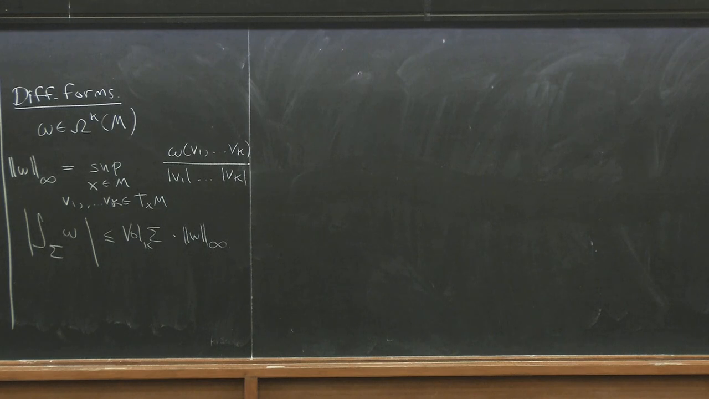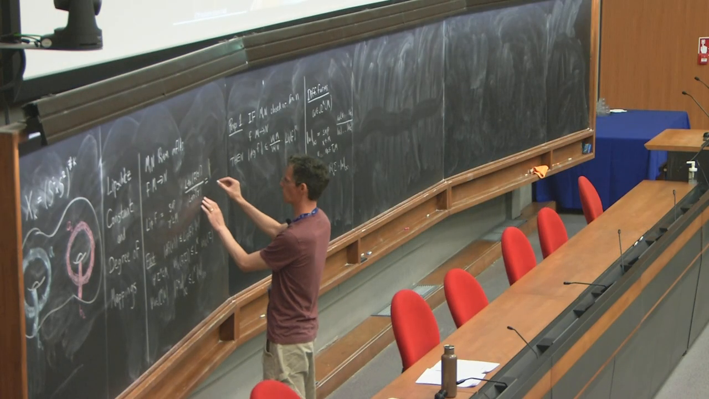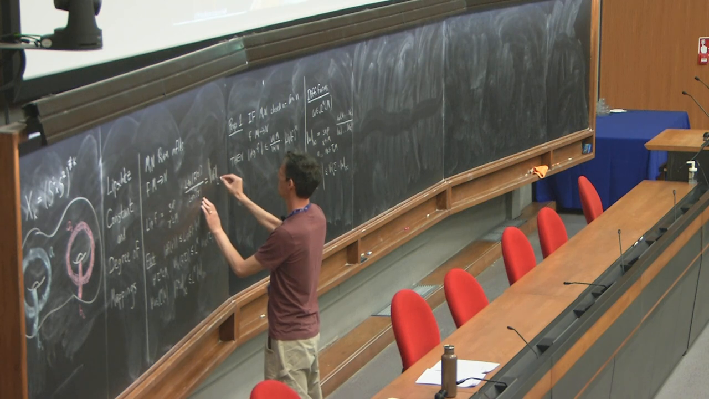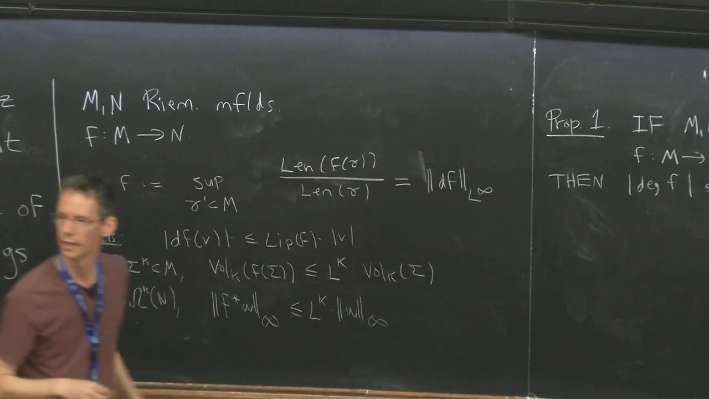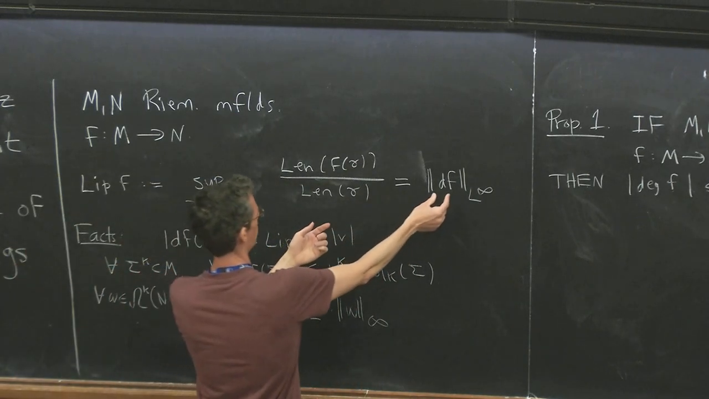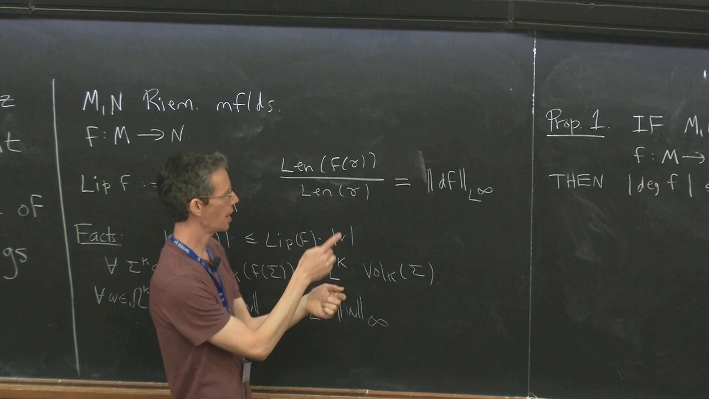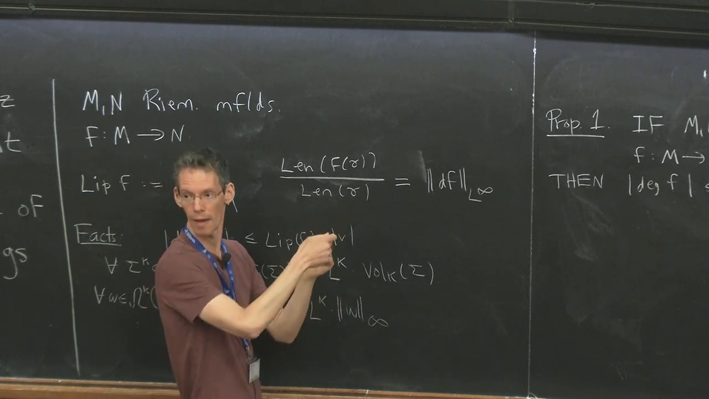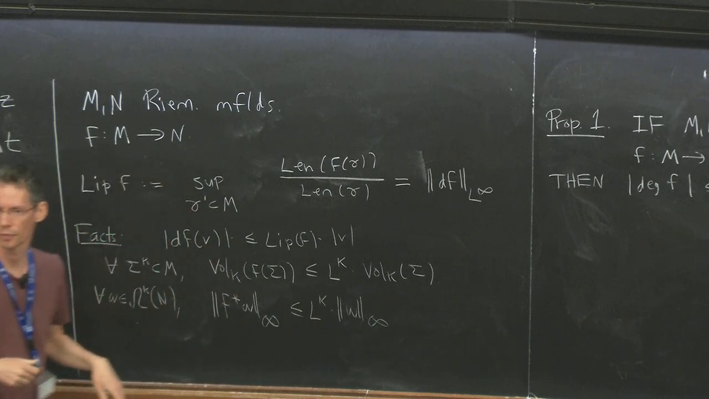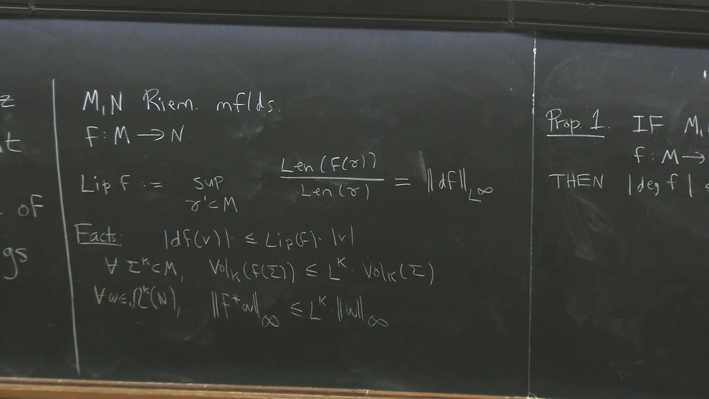Okay. Questions or comments so far? Yeah, good. Why it's not what? It is, yeah, good question. It is also, great, the L infinity norm of the differential of the map. Yeah, thank you. And so this is like the infinitesimal version of this. This is the sup of how much the mapping stretches tangent vectors, and that's the same as the sup of how much it stretches macroscopic curves. Yeah, good. Any other questions? Comments?